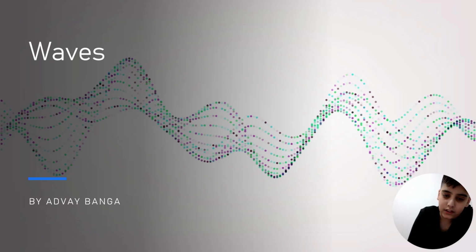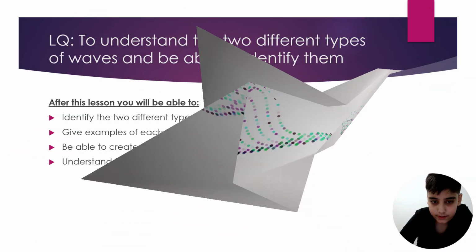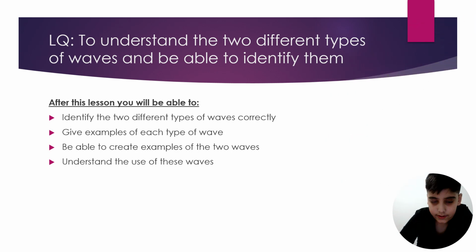So, as you can see, the first slide is waves. This is our title for today, and then we can go into our second slide. This will be what we're going to try and accomplish today: to identify the two different types of waves, give an example of each type of wave, be able to create examples of the two waves, and understand the use of these two waves. So let's start with this lesson.